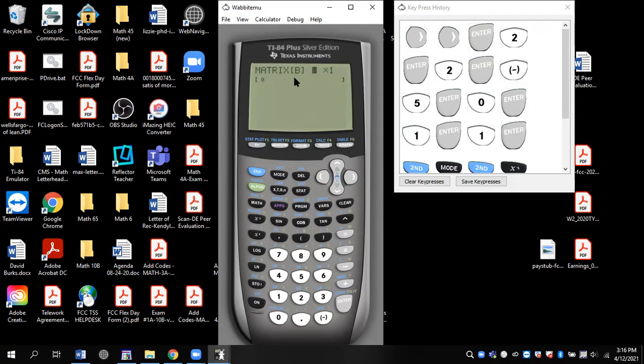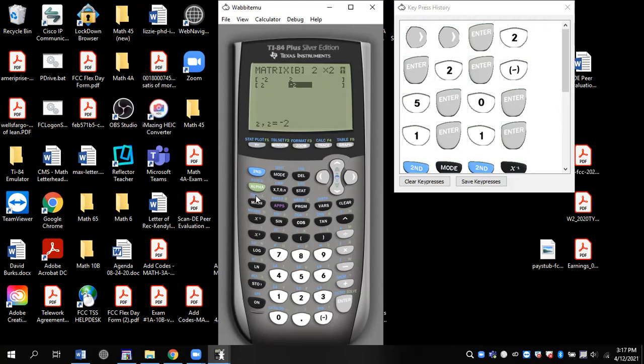I'm going to edit B. So it says matrix B. What size is B? Well, it's a 2x2. 2, enter, 2, enter. Okay, here it comes. The first is -2, enter. Regular 2, enter. Regular 2, enter. And -2, enter. So there's matrix B. So it's -2, 2, 2, -2.